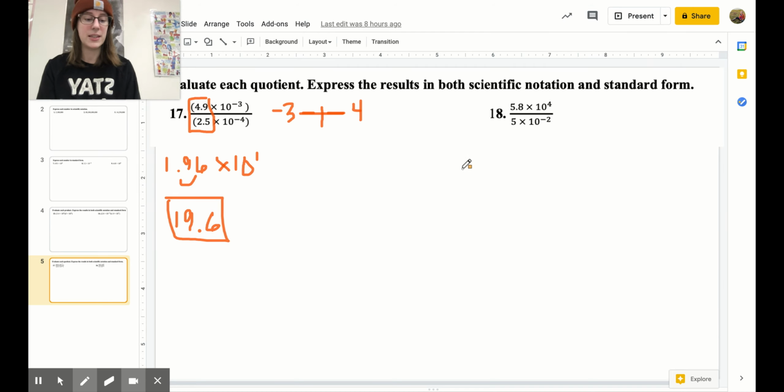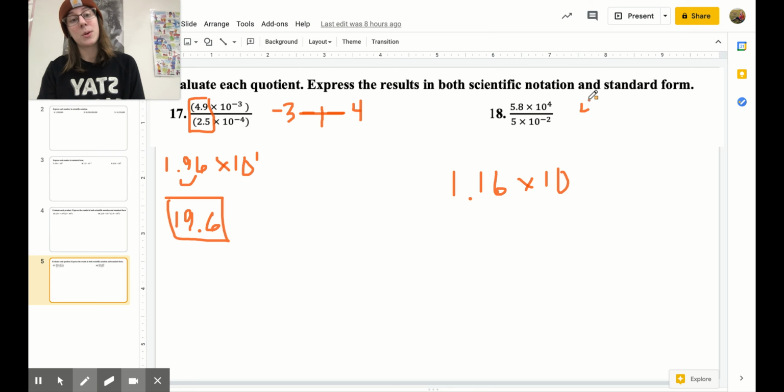Same thing for 18. In your calculator, you can do 5.8 divided by 5, and that is 1.16 times 10 to the power, again, you're going to take the top number, which is 4, and subtract the bottom number, which is -2. Minus a negative again becomes positive, and it becomes 10 to the power 6.